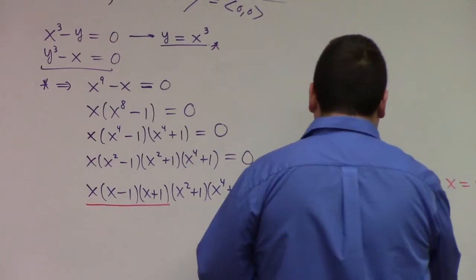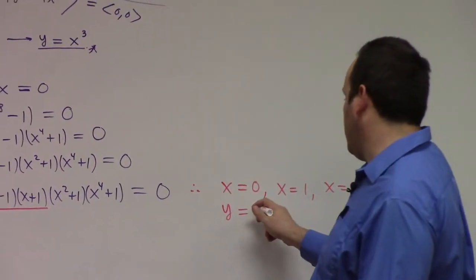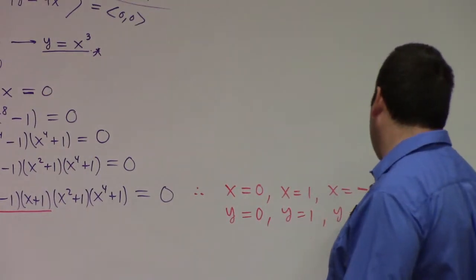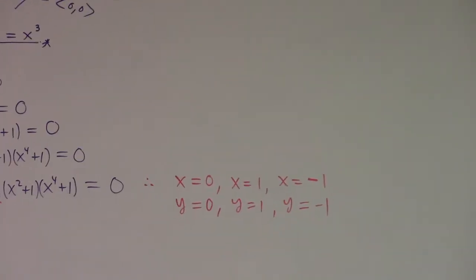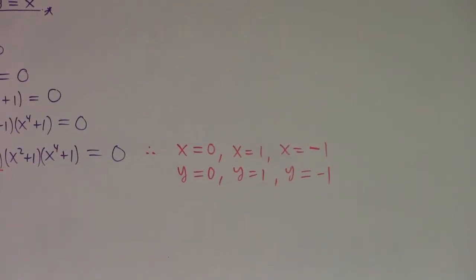And correspondingly, y is equal to what? 0, y is equal to 1, y is equal to minus 1. It's kind of funny. The y's are identical to the x's because when you cube those numbers, you get back the same numbers. That's just a quirk of this example, right? Funny.